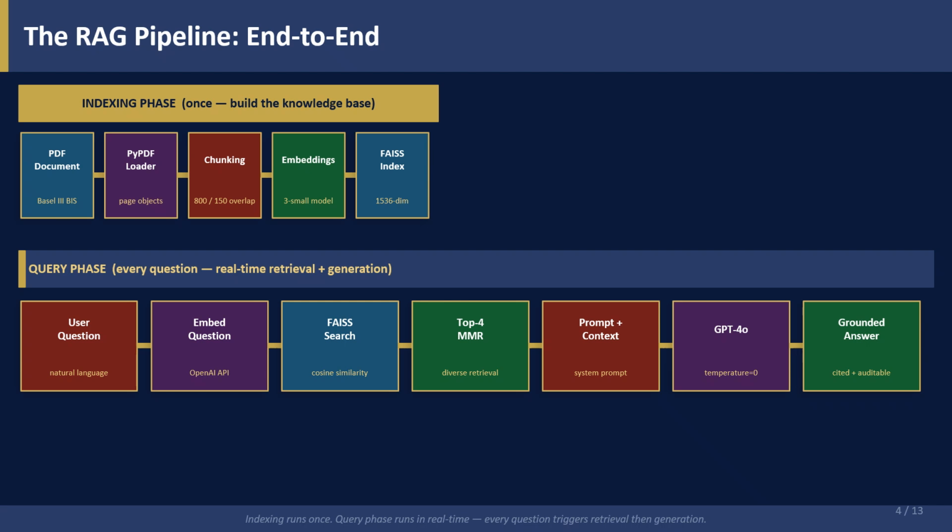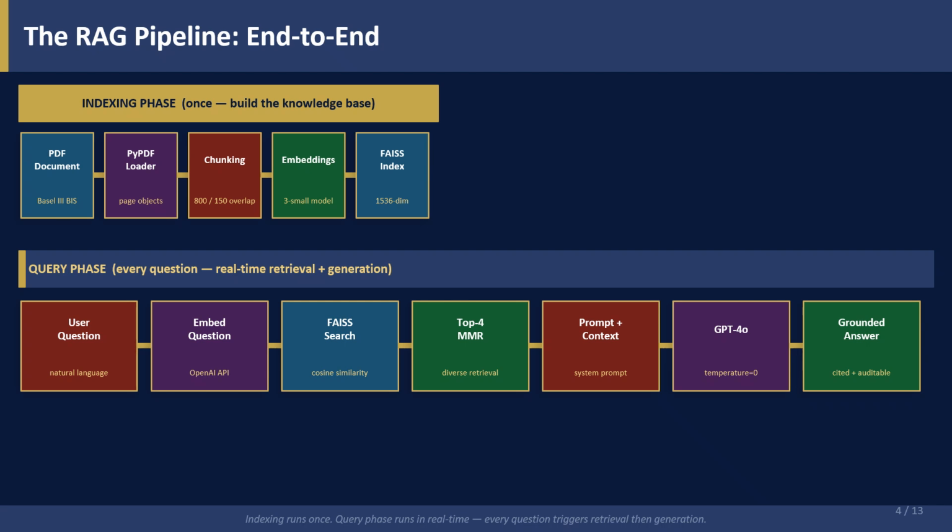Let's take a look at the RAG pipeline end to end. Let's look at it from start to finish. There are two distinct phases. The first is the indexing phase. This runs once when you set up the system. You take your source document, in our case, the Basel III PDF from the BIS website. You load it, split it into chunks, convert each chunk into a vector embedding, and store those vectors in a FAISS index. This is your knowledge base. You build it once.